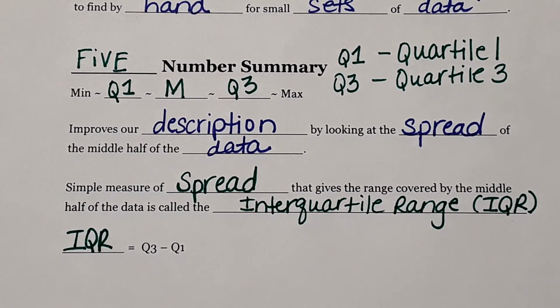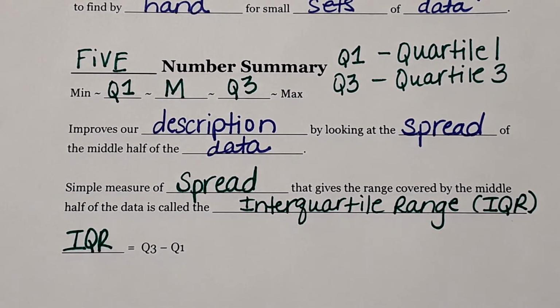So that's a simple measure. Again, it's covering that 50% of the data. It's going to tell you how big a spread you have. So how big of a spread is it between quartile 1 and quartile 3? That's the big thing.